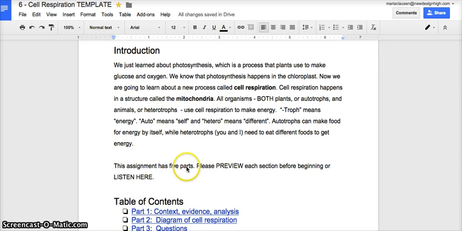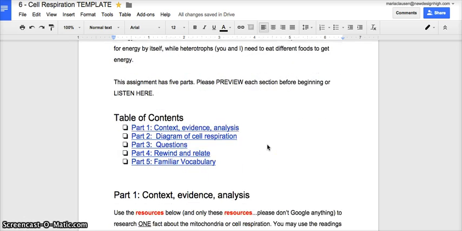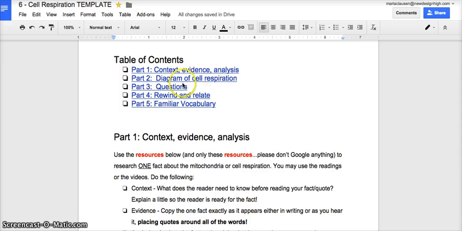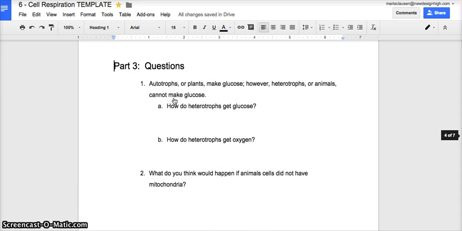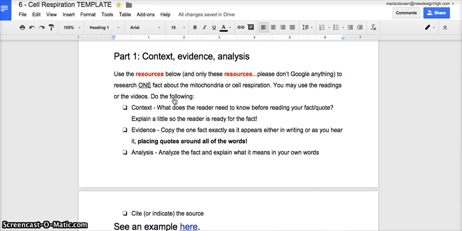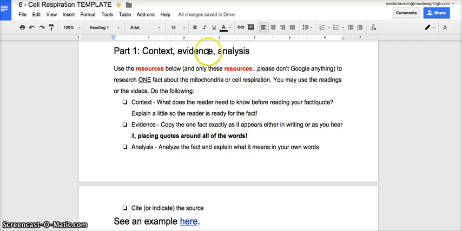This assignment has 5 parts. We're going to preview each section. There's a table of contents, so if you want to get right to one of the sections, you can click and go right to one of the sections. Okay? The first section is something a little bit different, what we're calling context evidence analysis.